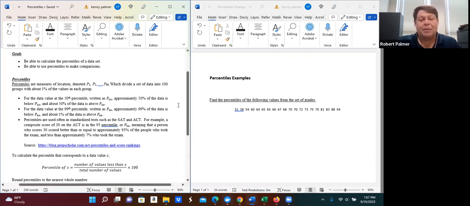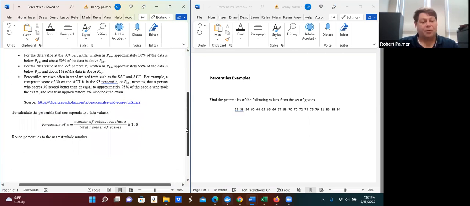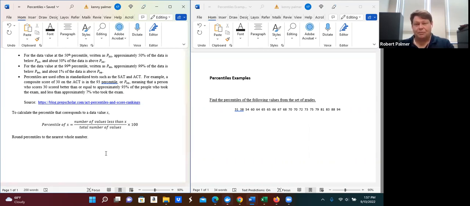Now, let's talk about how to actually find percentiles. It's a fairly straightforward formula. To calculate the percentile that corresponds to a data value X, you find a fraction: the number of data values that are less than that value divided by the total number of values, which gives you a fraction or a decimal. Then multiply by 100 to give you the percentile. Then we round percentiles to the nearest whole number. Okay, let's come over here to the right and take a look at some examples.